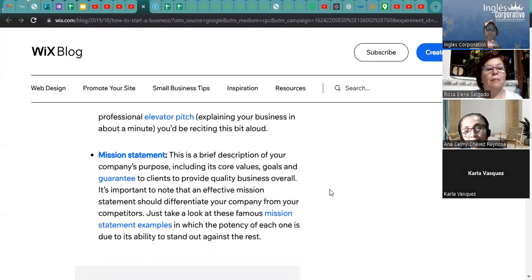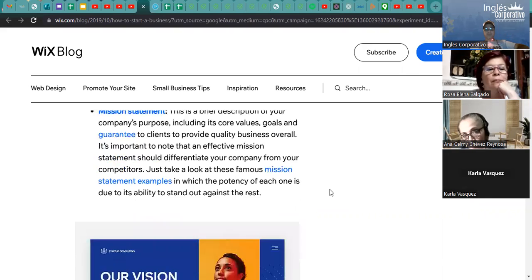Mission statement. This is a brief description of your company purpose, including its core values, goals, and guarantee to clients to provide quality business overall. It's important to note that an effective mission statement should differentiate your company from your competitors. Just take a look at these famous mission statement examples, in which the potency of each one is due to its ability to stand out against the rest.